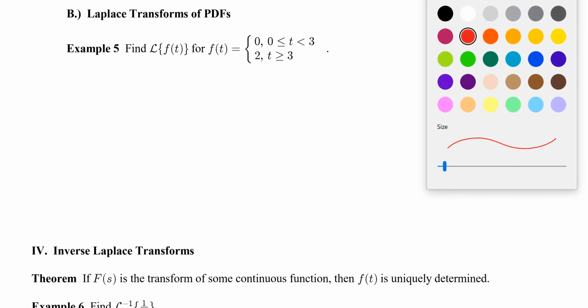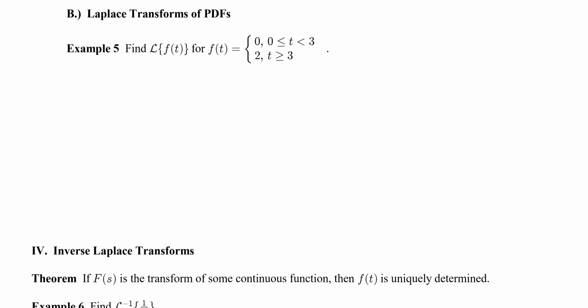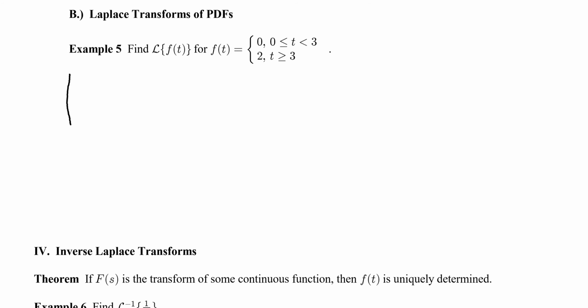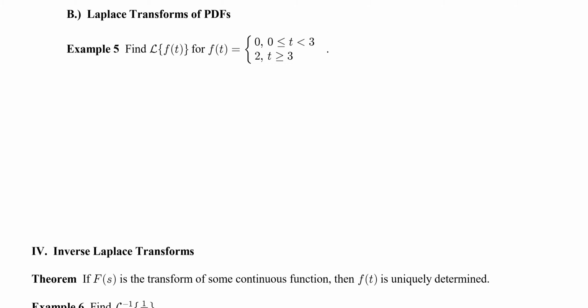Let's just make sure we understand what that function looks like to begin with. I'm going to sketch a quick graph of f of t, not because we have to, but again, just for practice. So from 0 to 3, the function value is 0. Then at 3, the function value jumps up to 1.